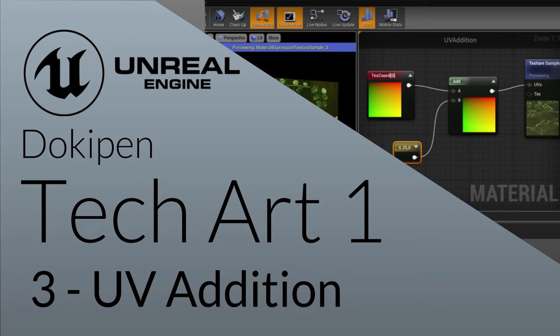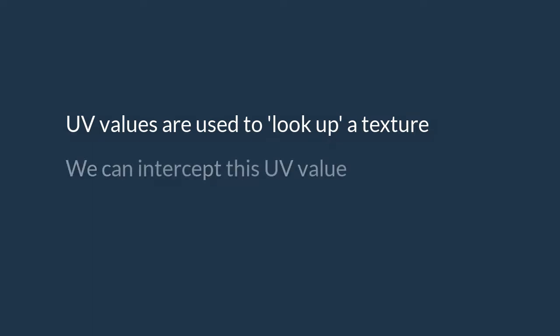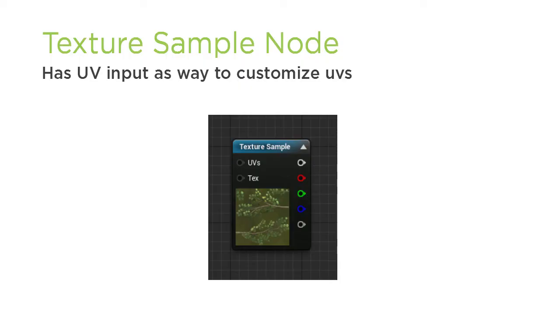Now we will be getting to grips with basic UV manipulation that is useful in creating procedural materials. We have already learned that the UV value for the current pixel on the screen is used to look up into a texture to sample its value. Unreal Engine provides a way to intercept the UV value and change it before the texture is sampled. The texture sample nodes provide an input that allows us to change which UV value is used to look up the texture for any pixel.